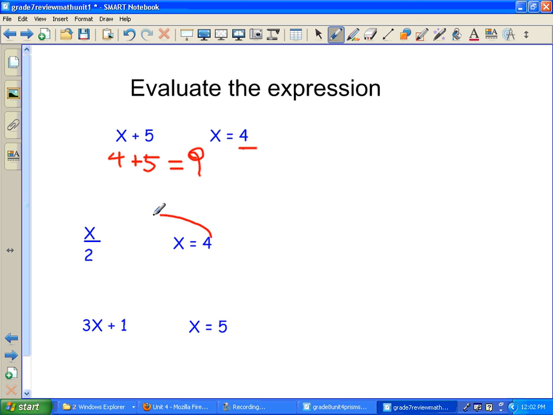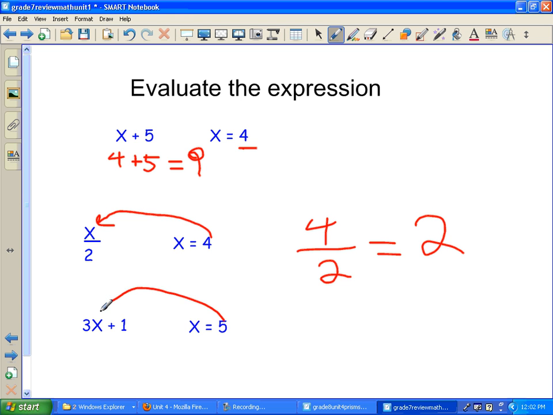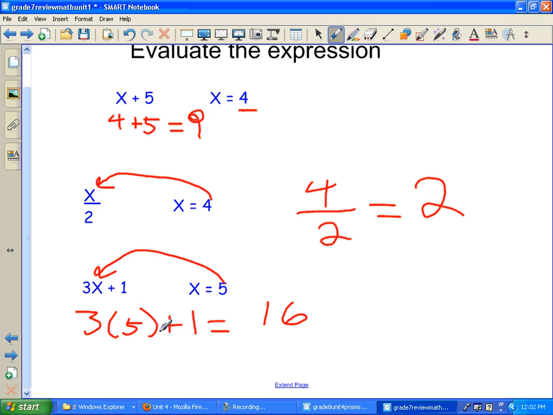I'm going to put 4 in for x over here. So I'm going to have 4 over 2, which, as you know, is just 2. I'm going to put x in for there. So I'm going to have 3 times 5, and then I'm going to have to add 1. So 3 times 5 is 15, plus 1 more is 16. So that's all you do when you're given an expression. You just plug in the value of x and solve your expression.